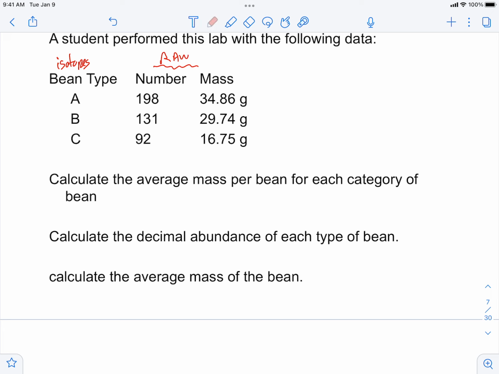Yeah, let's just divide, right? So average mass per bean. Okay, so for A, when we say mass per bean, think of the units. Does that mean beans per gram or grams per bean? Mass, it says mass per bean, right? And mass is grams. So this is going to be in grams per bean. If you can figure out what unit that is, then you just figure out how to calculate this. You're going to take the 34.86 grams, and divide it by the number of beans.